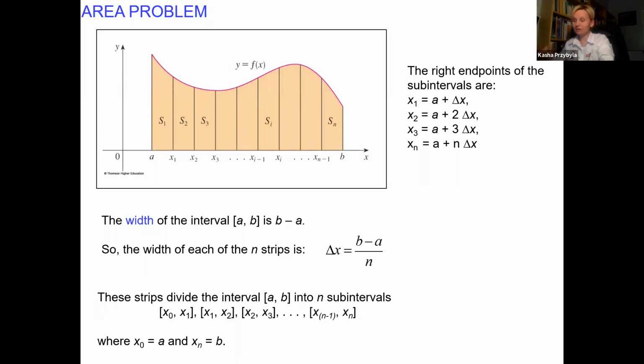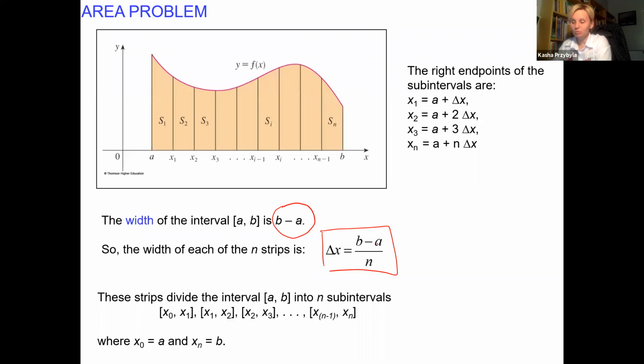Okay, that means we remember the main problem was to find the area under the curve, limited by two vertical lines, A and B, and we know the process. B minus A will give me the length of the entire segment, the interval. Delta X is the width of each stripe or of each rectangle, because we will build the rectangles.